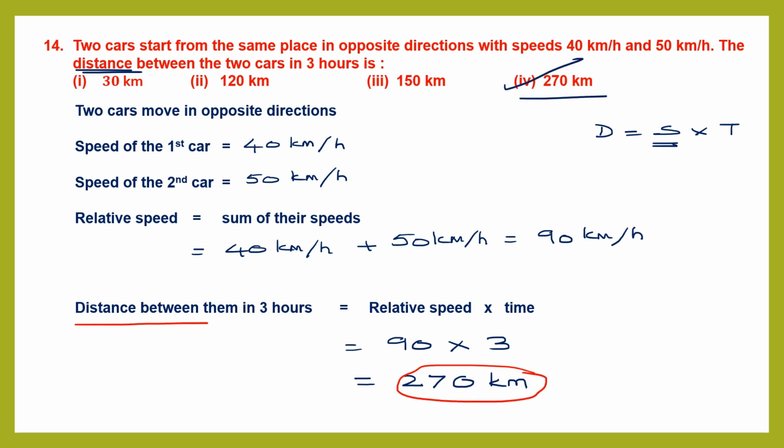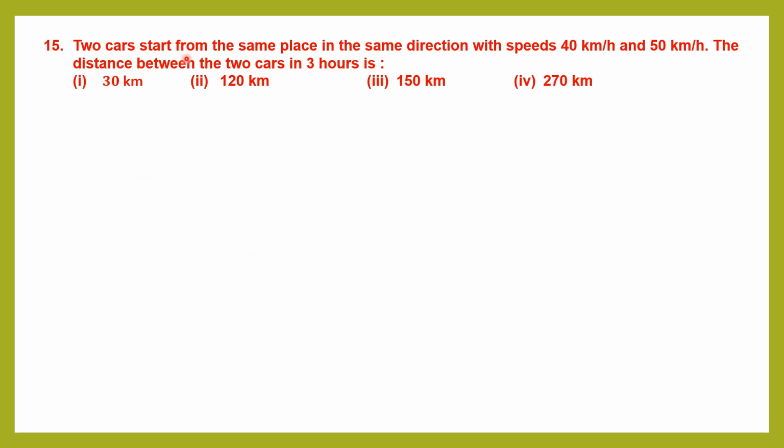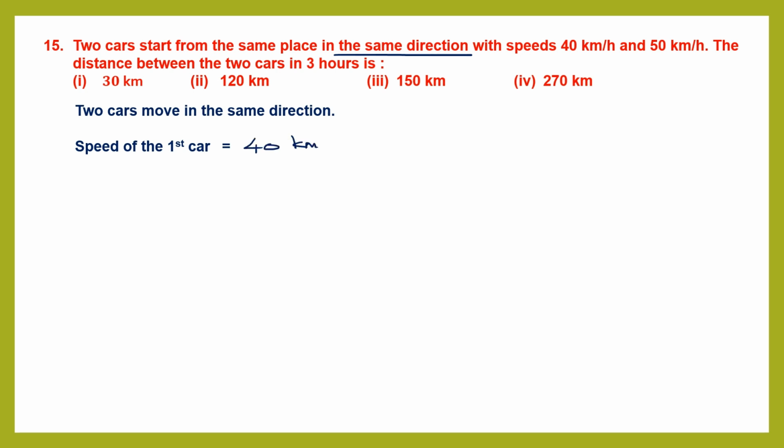Option 4, 270 kilometers. Two cars start from the same place in the same direction with speeds 40 kilometers per hour and 50 kilometers per hour. The distance between the two cars in 3 hours is what we need to find. So this is just like the previous sum. The only difference is the same direction, which is very, very important. So let's write that two cars are moving in the same direction. The speed of the first car is 40 kilometers per hour. Now the speed of the second car is 50 kilometers per hour.